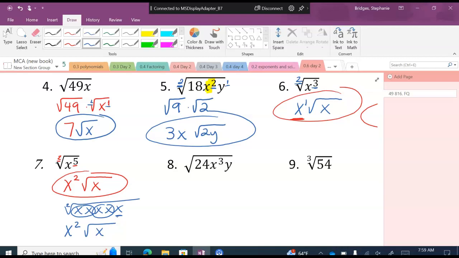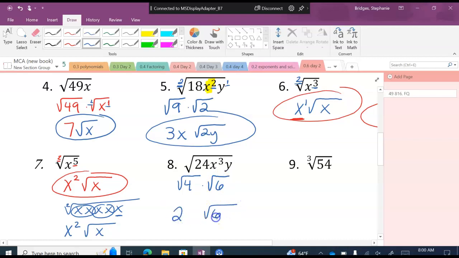Okay. Let's look at number 8. I want the square root of 24x to the third y. Let's start with 24. Is 24 on my list? No. So we're going to go to the closest number to 24 without going over. Does 16 divide into 24 evenly? Does 9 divide into 24 evenly? Does 4 divide into 24 evenly? So we're going to start by splitting that in. The square root of 4 times what? 6. I'm going to simplify the square root of 4 into 2.